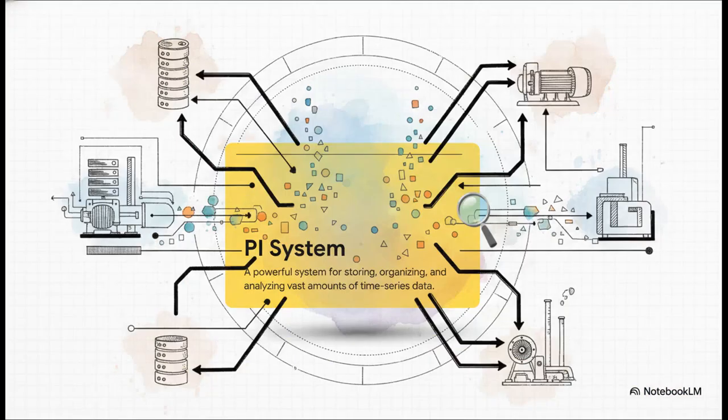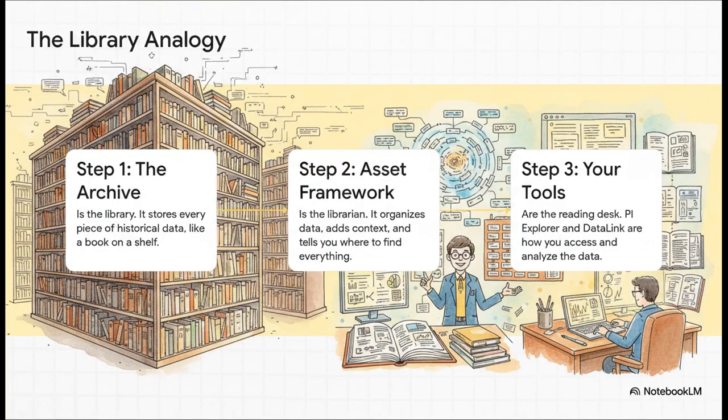At its heart, the PI system is our main hub for all operational data. The best way to think about it is like a massive, super organized digital historian. It's just meticulously recording millions and millions of data points every single day from all across our operations. Its whole job is to store that data, organize it, and then serve it up to us so we can actually analyze it. To really get this, let's stick with that library analogy.